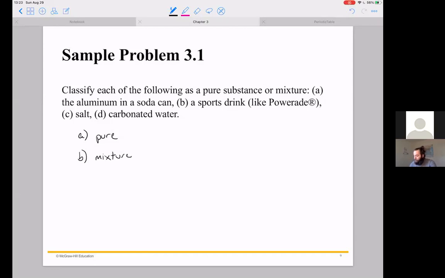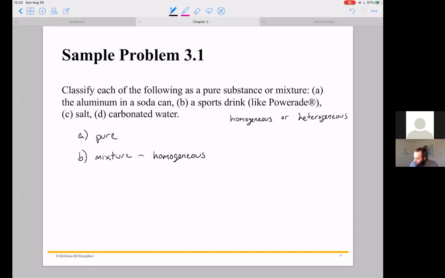And we can actually go even further. Is it homogeneous or heterogeneous? A sports drink would be an example of a homogeneous mixture, right? All those electrolytes, those sugars, those flavoring ingredients, those colored ingredients, they're all uniformly distributed around that liquid. So this would be a mixture that is homogeneous.